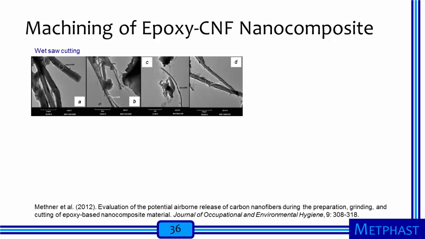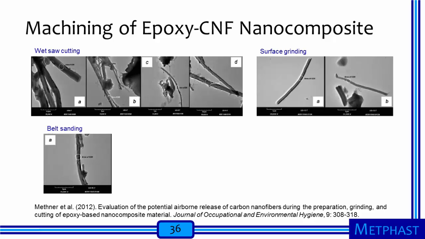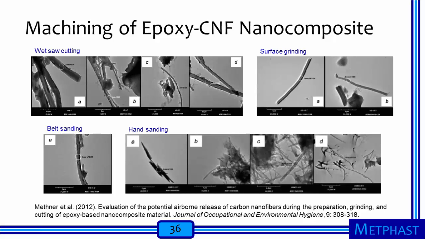Methner and co-authors studied the potential for machining of an epoxy carbon nanofiber nanocomposite to release individual nanofibers into the air. As shown in the images, the researchers were able to find individual nanofibers of various diameters in samples taken during wet saw cutting, during surface grinding, during belt sanding, and during hand sanding. This indicates that exposures to carbon nanofibers from nanocomposites are possible when the nanocomposites are machined.